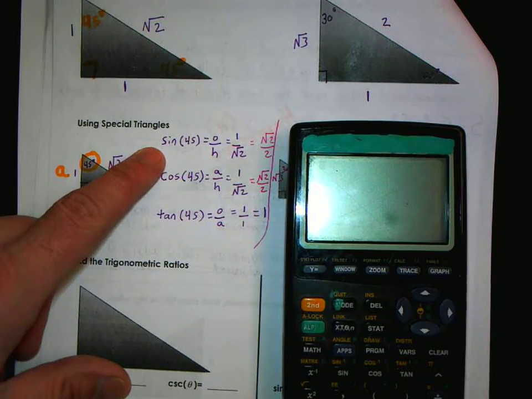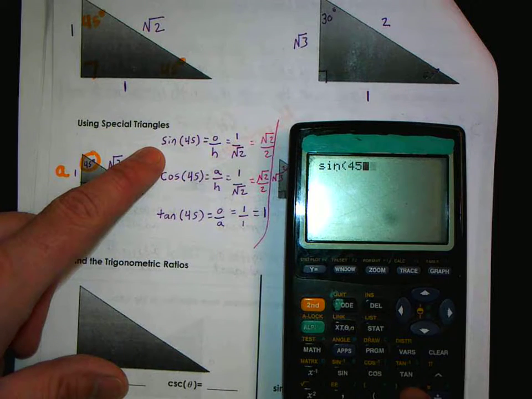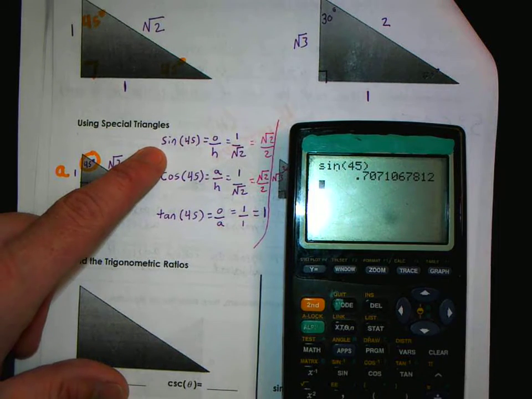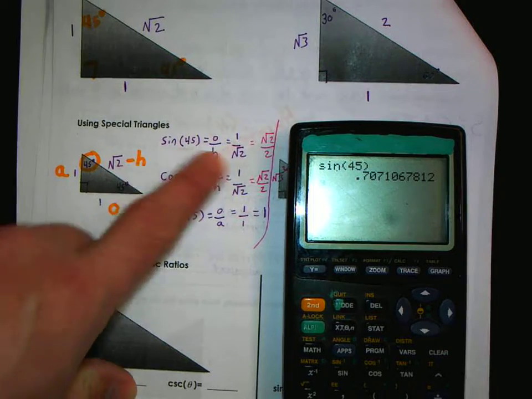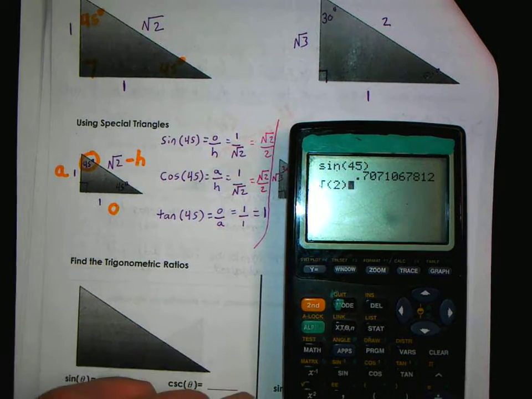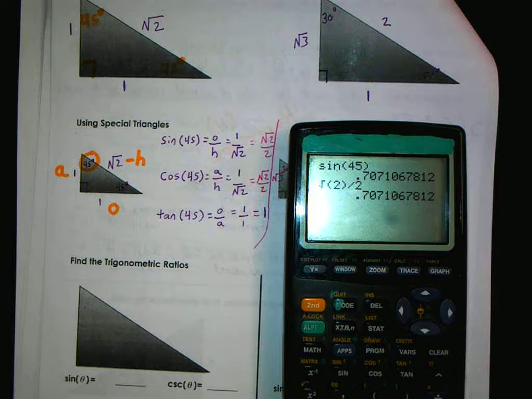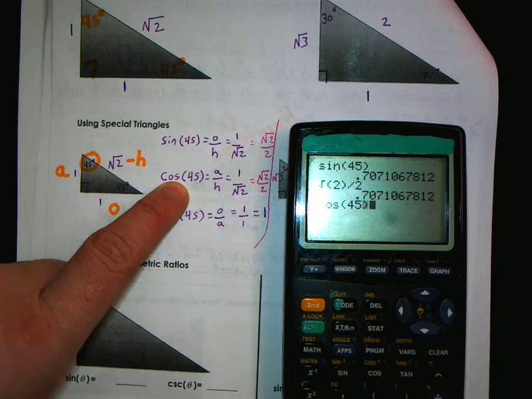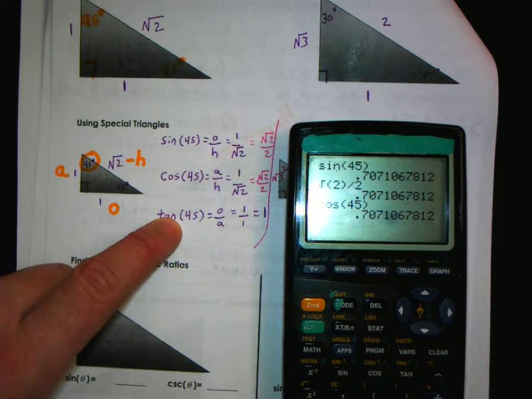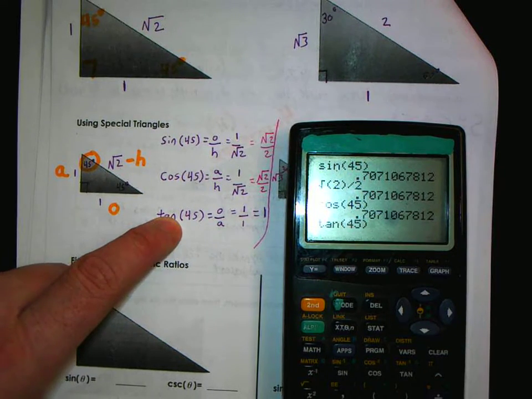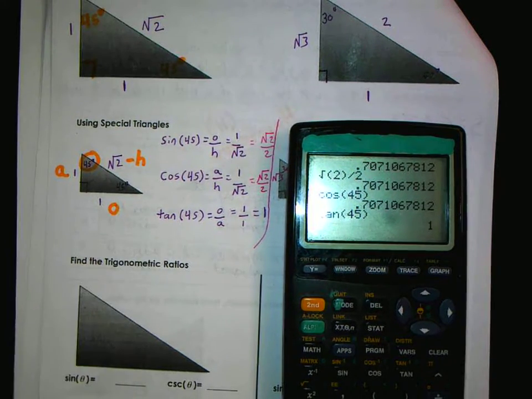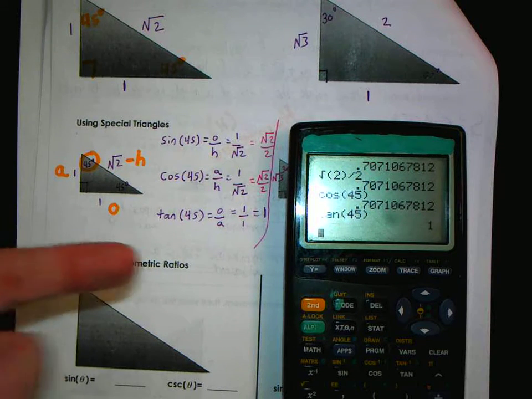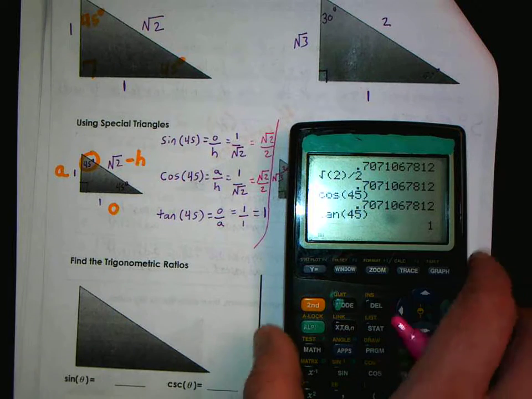And notice when I type in sine of 45, I get 0.707, which is square root of 2 over 2. You'll never see 0.707 unless they have it rounded. Cosine of 45 is also 0.707. And tan of 45 is 1. Okay? So if you're taking an ACT test, you can just memorize that the tangent of 45 is always 1.